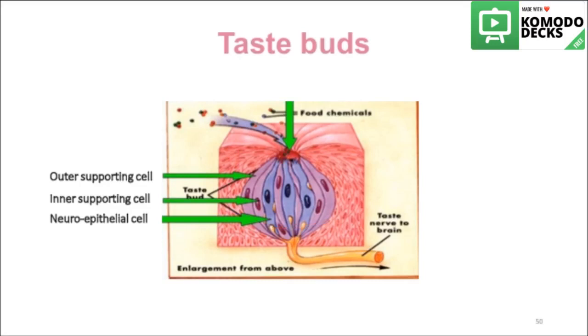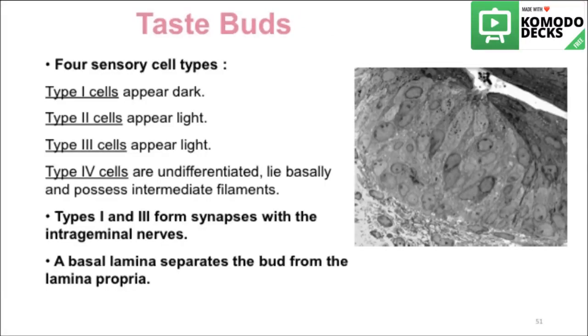Whenever the chemical binds or gets in contact with the nerve cells, the taste is stimulated. These taste buds have 4 sensory cell types, which are not very important.